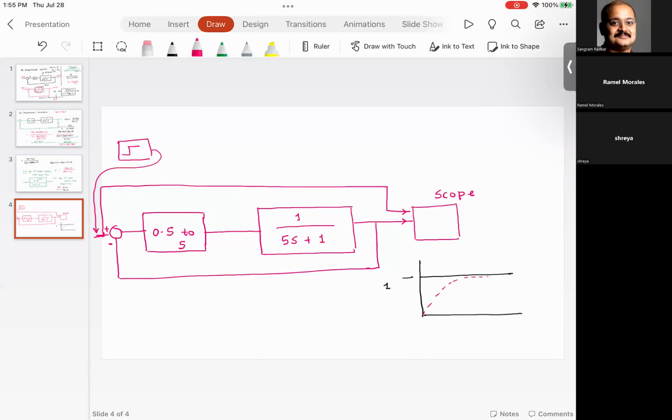Yes, now what I want you to do is take off the gain block. So please take off the gain block and add another transfer function block. So probably what you have is this gain block. Please take off this gain block and add another transfer function block.